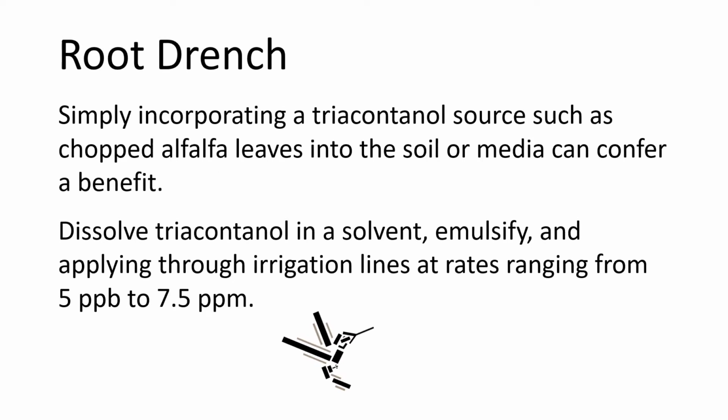As a root drench, it's pretty much just the same thing, dissolving the triacontanol in a solvent, emulsifying it, and then applying it through irrigation lines, also at 5 parts per billion to 7 parts per million. And you can simply incorporate alfalfa leaves into the soil or media if you want, and it'll confer a benefit to the plants. So, is that the optimal way to do it? Probably not, but it's a decent way to go about it.